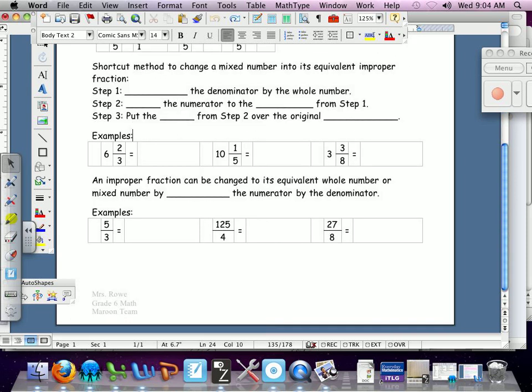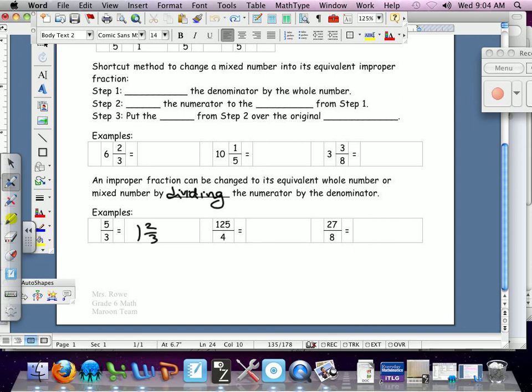Alright, an improper fraction can be changed to its equivalent whole number or mixed number. You don't necessarily know right away if the numbers are a little bit more challenging, by dividing the numerator by the denominator. 5 thirds. You say, well, how many thirds do I have in 5? 1 and 2 thirds. 1, and then I have 2 thirds left. So you divide. How many thirds do I have in 5? That's 1, and I still have 2 thirds left.